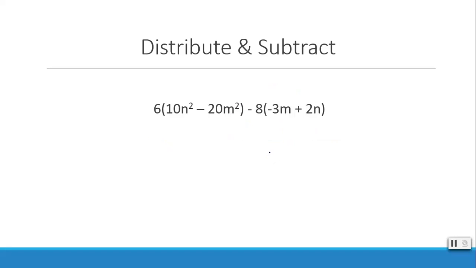Next, we need to talk about distributing and subtracting. So same thing here, you do want to distribute what's right outside the parentheses to everything inside the parentheses. The part that you have to be careful with is with this second number here. So the first one, you're distributing a 6. So this is going to be 60n squared minus 120m squared.